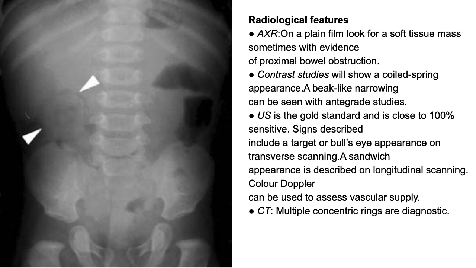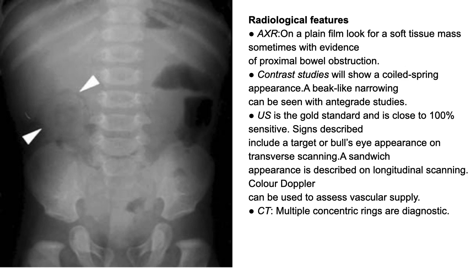Signs described include a target or bull's-eye appearance on transverse scans, or a sandwich appearance on longitudinal scanning. We can also use color Doppler to see the vascular supply, and we can use CT scan, but with ultrasound you can make your diagnosis. So ultrasound is your gold standard for diagnosis of intussusception, and there are two basic signs.